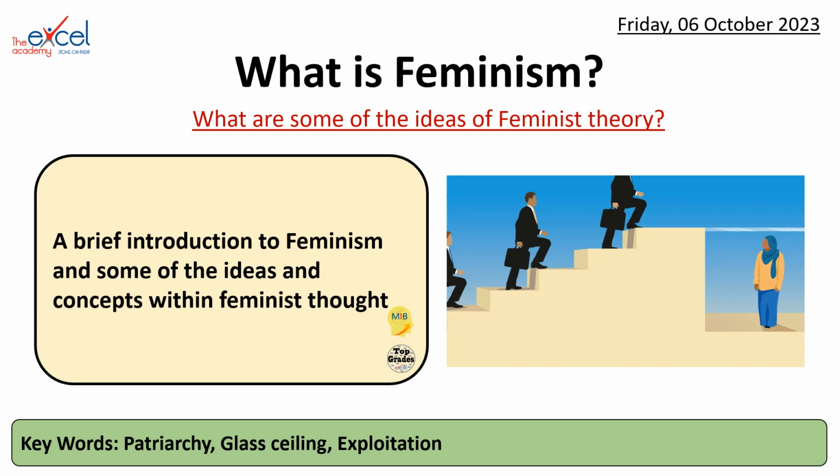We've previously looked at functionalism and Marxism in a small amount of depth. Now we're going to continue looking at the third of our big three theories, feminism. So Marxism, feminism and functionalism are the three biggest theories, or the theories that you need to know in the most depth.